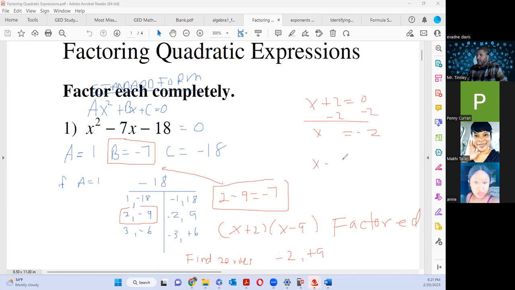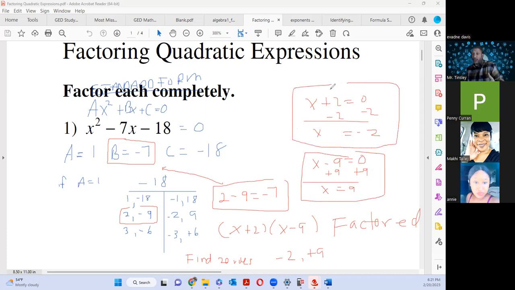Same thing for x minus 9. Set it equal to 0. x minus 9 equals 0. In order to get x by itself, we add 9 to both sides. x equals 9. What I gave you is just an easy way to look at it. Once you have your factored form, you just take the opposite. Opposite of plus 2 is -2. Opposite of minus 9 is plus 9. So that's how you factor and solve a quadratic equation when the coefficient of the highest degree is 1.